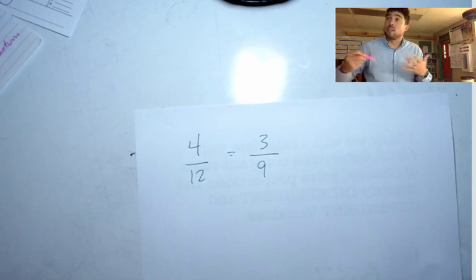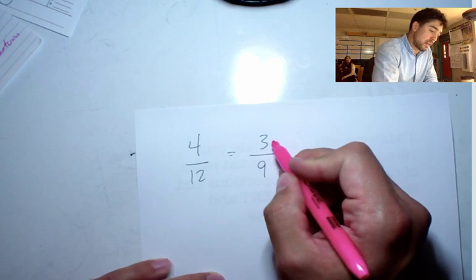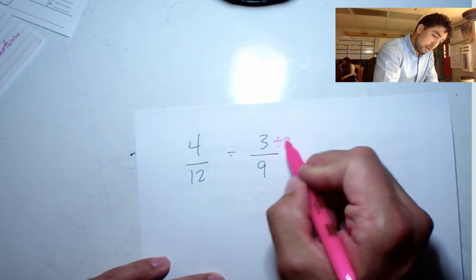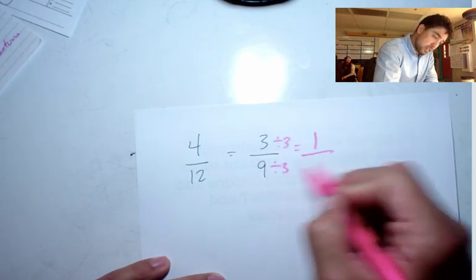We just went through the process of simplifying fractions. What's the greatest common factor between 3 and 9? 3. I can divide by 3. 3 divided by 3 is 1. 9 divided by 3 is 3.